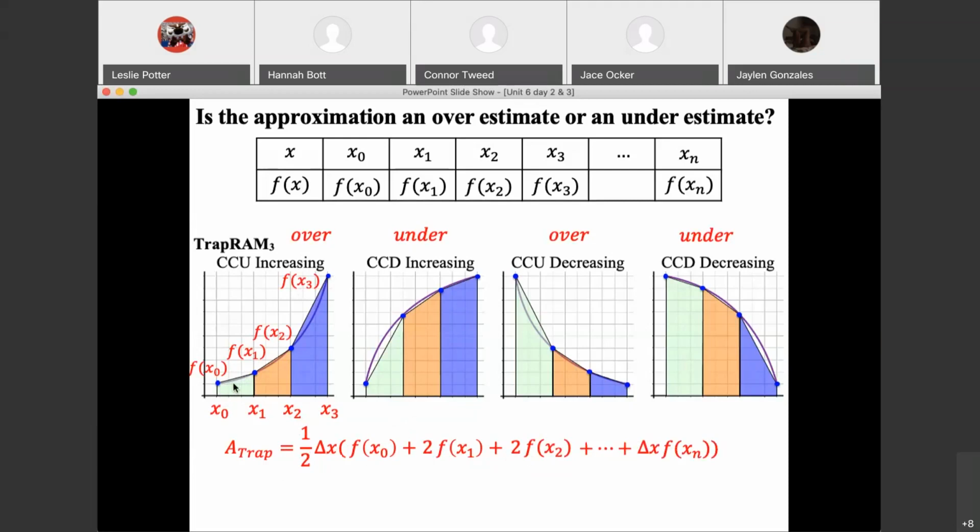So when we look at the green trapezoid, we use these two heights. When we look at the orange trapezoid, we use these two heights, which means we just doubled up here. When we look at the blue trapezoid, we use these two heights, which means we just doubled up here. So we doubled up for the x1 and x2 heights, and then that first function value and that last function value are only used once.